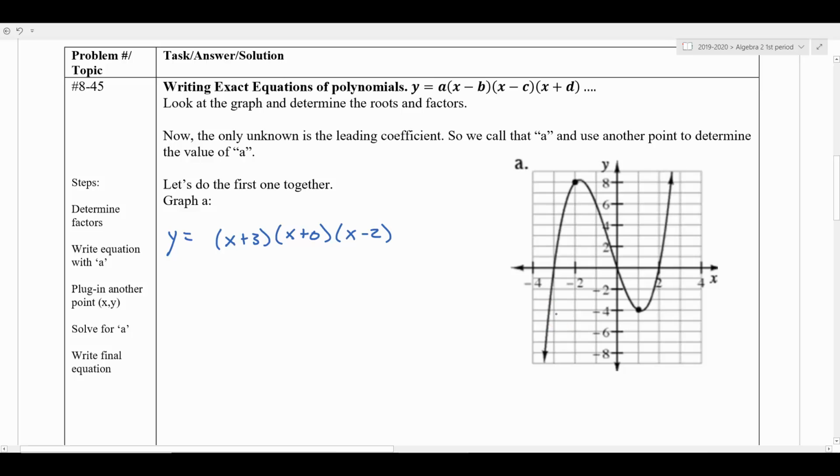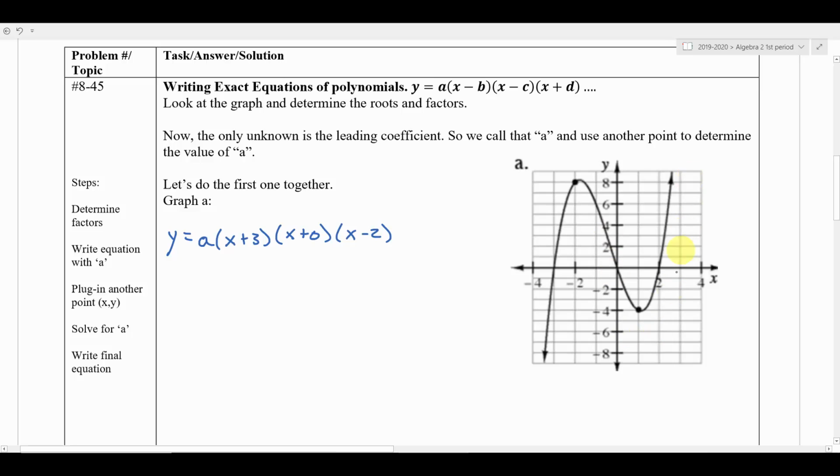The one thing that we can't tell just by looking at the graph is what the leading coefficient is going to be. We don't know what this a value is going to be in front of the parentheses. That's the mystery thing that we need to figure out today: what this a value is, so that I can just look at a graph and build its equation. The way that we do that is we pick a point.